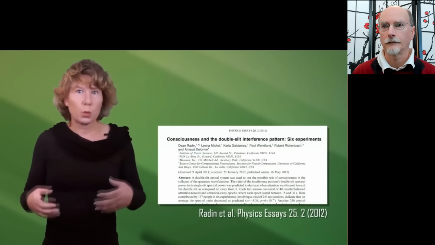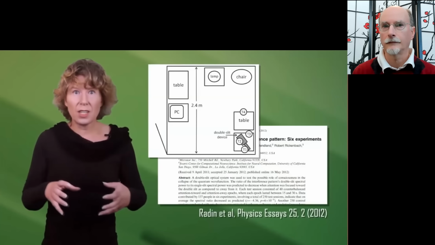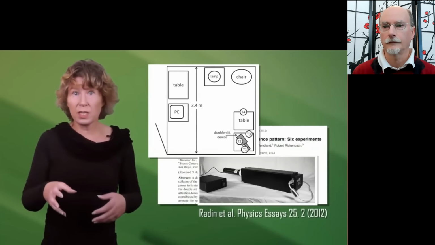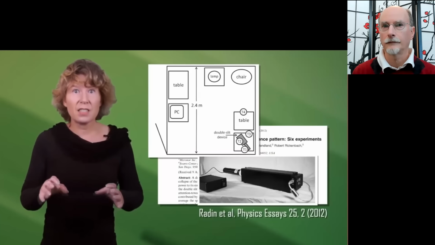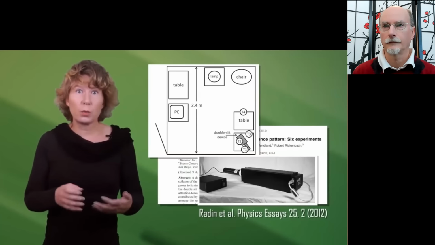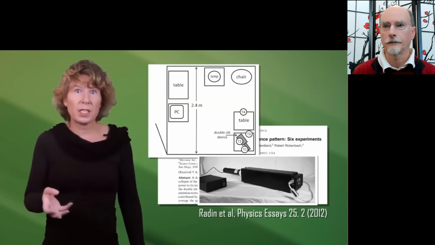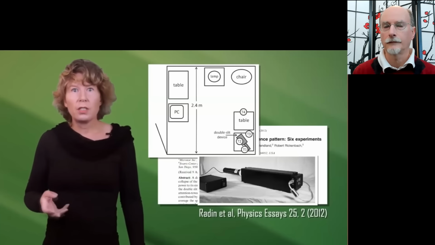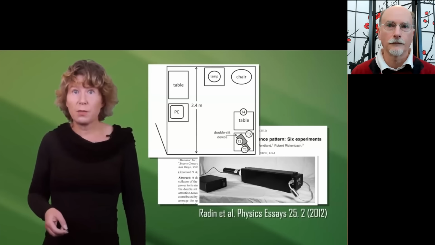The idea is that when a conscious being concentrates on the light passing through a double slit, then that has a similar effect as if you had measured which slit the light went through, so the interference pattern should change. The authors describe the experiment as follows.